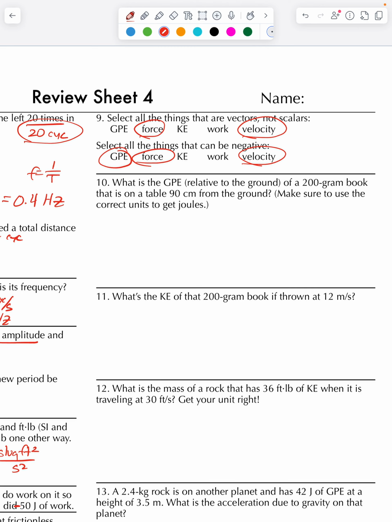So if I'm calling my table here my 0 of GPE, if something's on the floor, it has to have less GPE, so it would have negative GPE. It's not a vector, it's just saying it has less GPE than whatever you're calling your 0. And work can be negative, again, not that it's a vector, it just means that negative work, hey, you're doing something that's lowering the energy of the object.